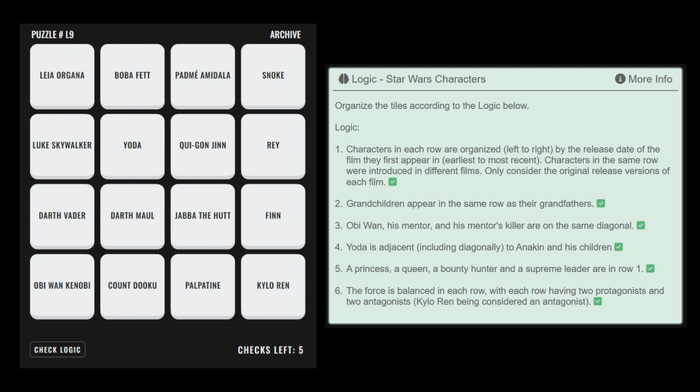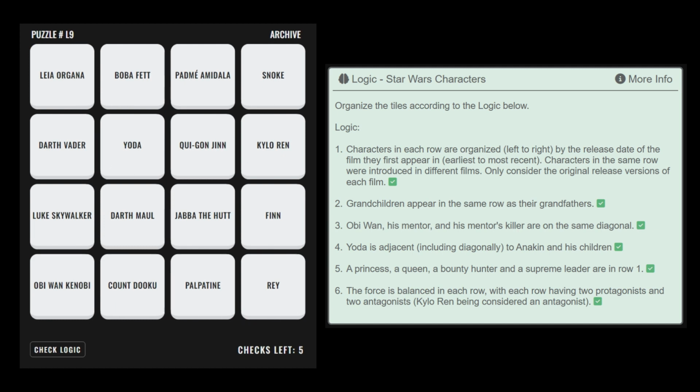According to rule number 2, grandchildren will be in the same row as their grandfathers. This means Kylo Ren and Darth Vader should be in the same row. Since these are two antagonists, there must be two protagonists between them to follow rule number 6. The only two protagonists available are Yoda and Qui-Gon Jinn. Since we already know Yoda belongs in this position, Darth Vader, Kylo Ren, and Qui-Gon Jinn must all belong in row 2. We now have row 1, row 2, and column 1 solved.